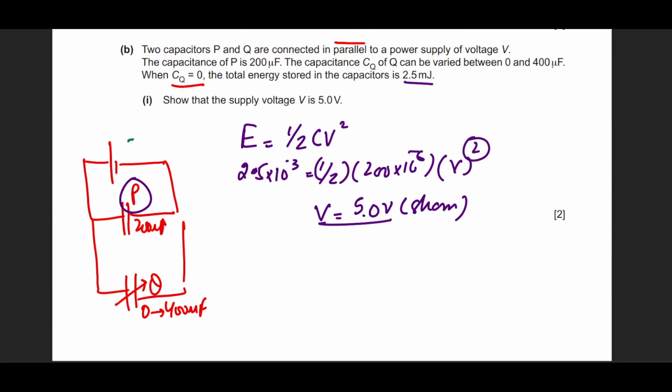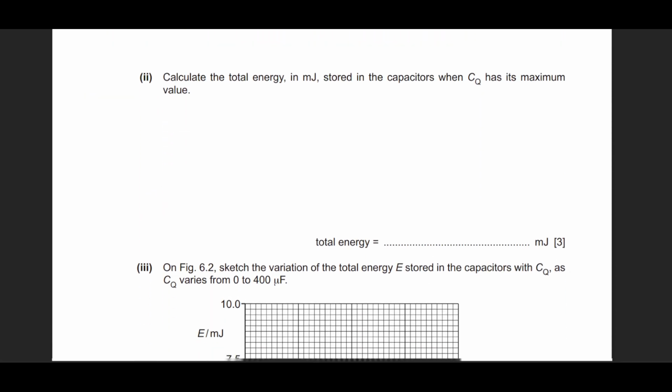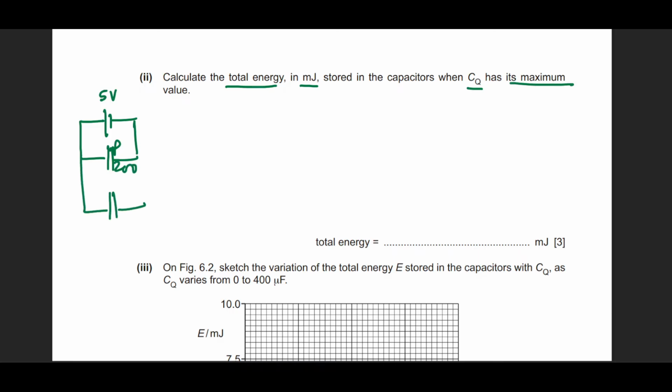So the battery voltage is 5 volts. This is what was given from the battery. He says calculate the total energy in millijoules stored in capacitor CQ if it has its maximum value. If it goes to 400 microfarad, what will be the case in that situation? Now we understand that the battery is still 5 volts. This is P at 200 microfarad, and this is now Q at 400 microfarad because we have increased its capacitance, right?